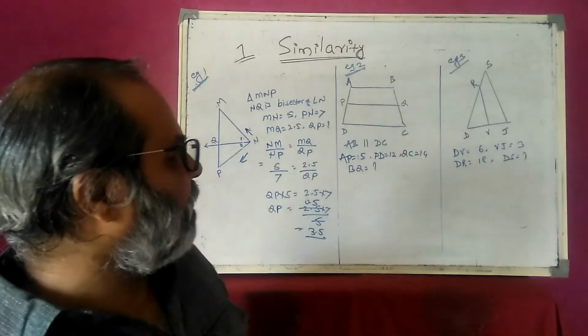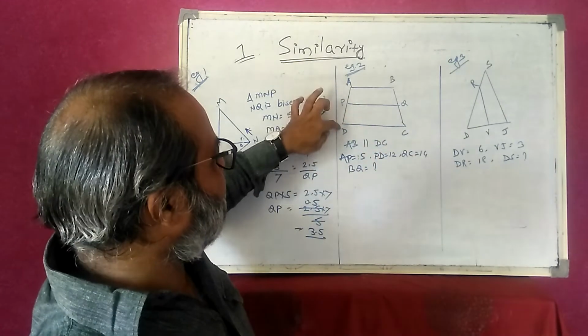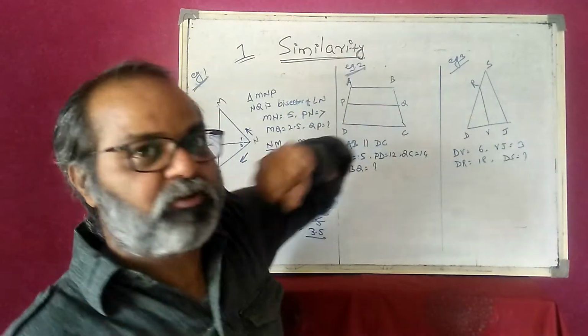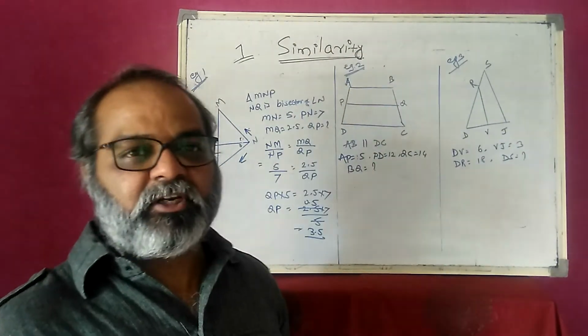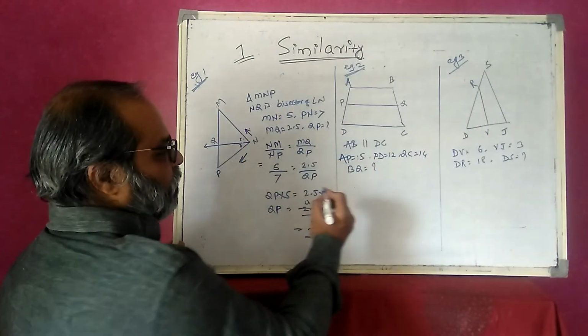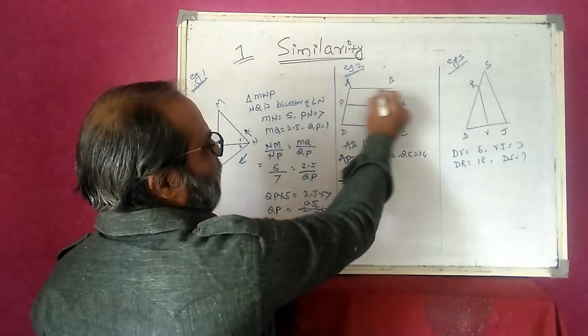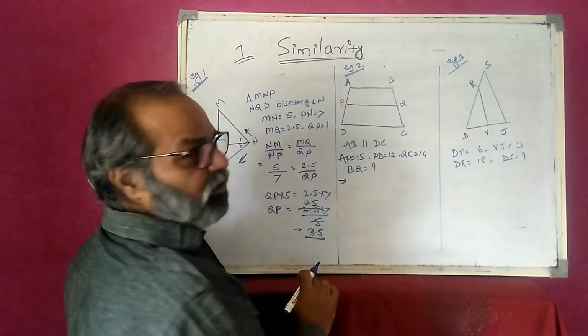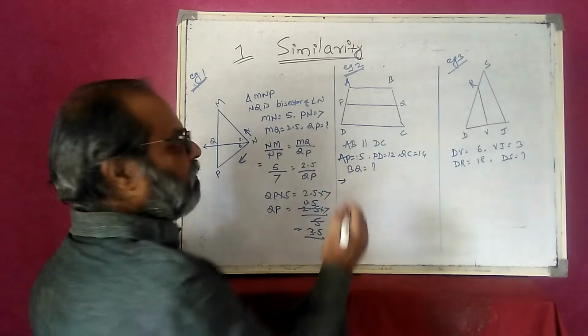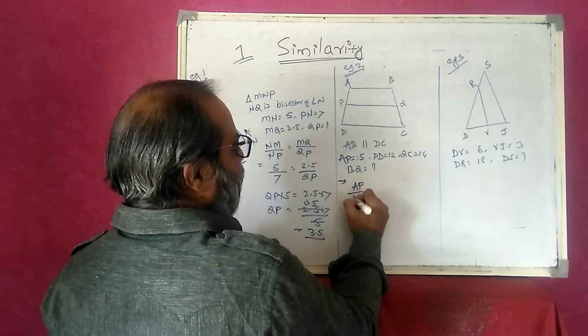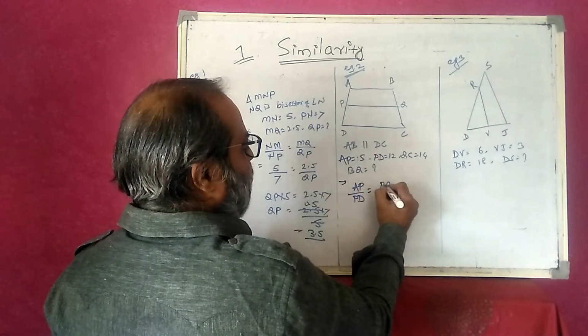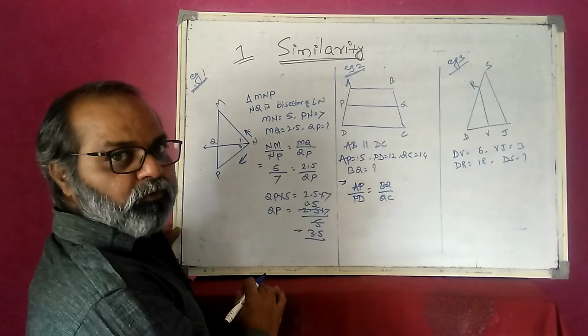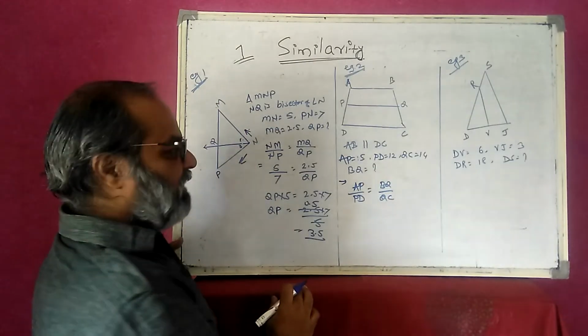So look at example number 2. There are three parallel lines and two transversals. So we are applying the property of three parallel lines and two transversals. What does the property say? Three parallel lines and these two transversals are there, and the ratio of intercepts are equal. So AP upon PD is equal to BQ upon QC.